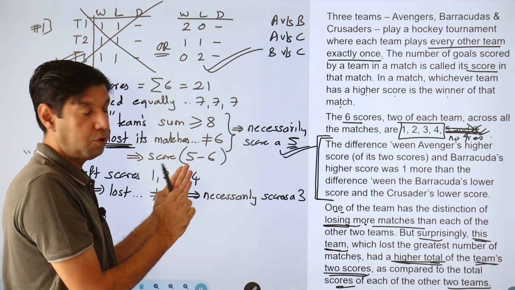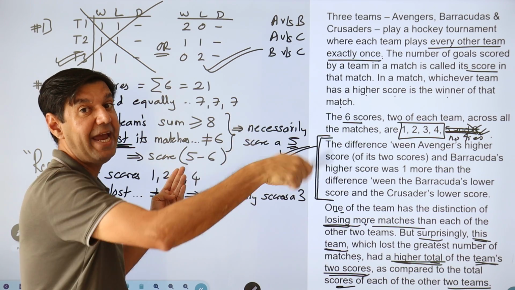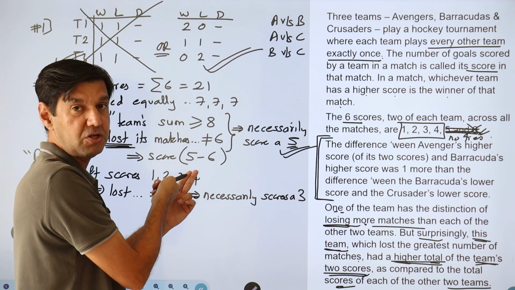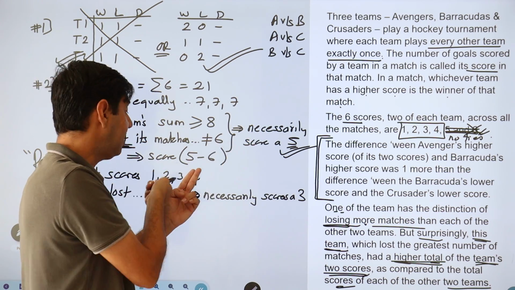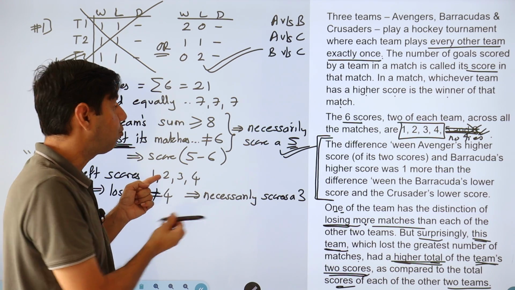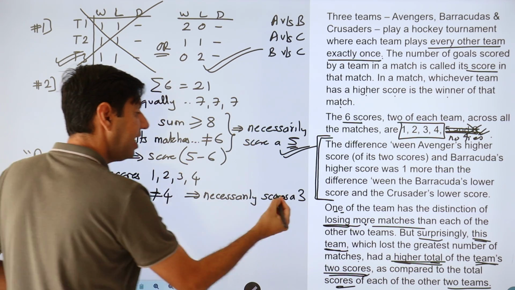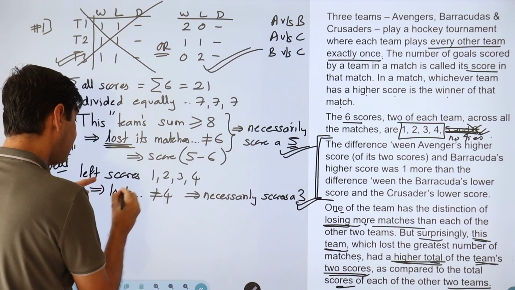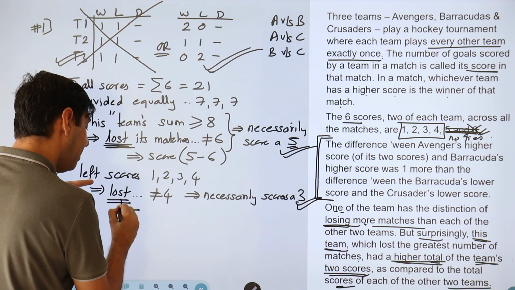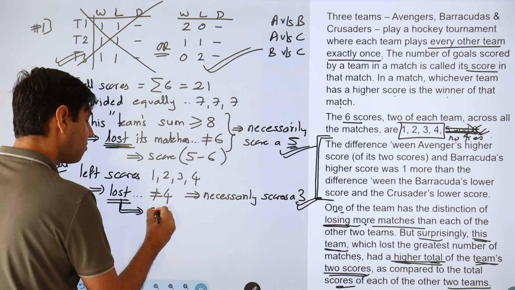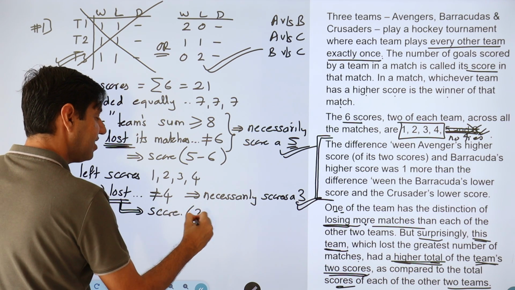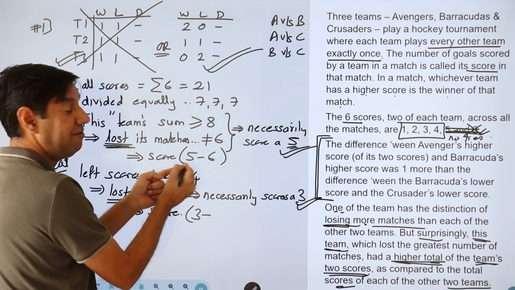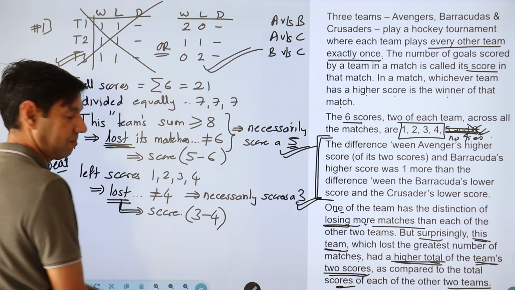You can't use a 4. You have already scored a 5, but you want a sum of 8 or more. Now 9 is not possible. 5 and 3 will make it 8. Had it been 2, you will not get an 8 either. So it necessarily has to score a 3. And it scores a 3 and has lost. So continue the thought. What is the score in this match? It has a 3, but it has lost. The only way it could lose is to a 4.